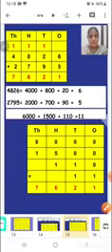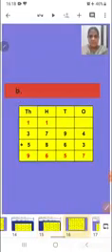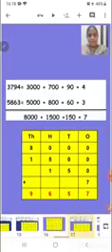Let us move on to the next sum. The B1 question is 3,794 plus 5,863. Children, after adding both the numbers, the answer is 9657. Let us now write the expanded form of the numbers.